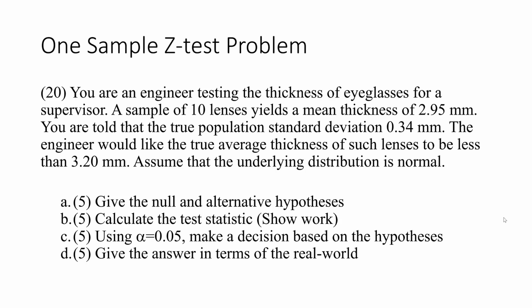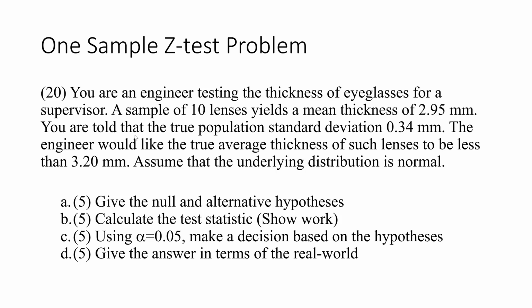Let me tell you a couple of things here which lead us to a z-test. In order to do a z-test on this situation, it of course needs to be some sort of test about a single mean. We need to know that the distribution is normal, and we need to know what the population standard deviation is. We meet these criteria because it says right in the problem that the true population standard deviation is 0.34, and we are going to assume that the underlying distribution is normal.